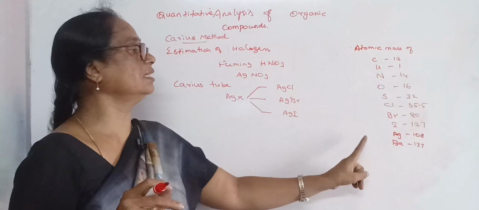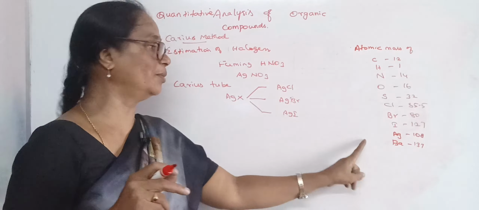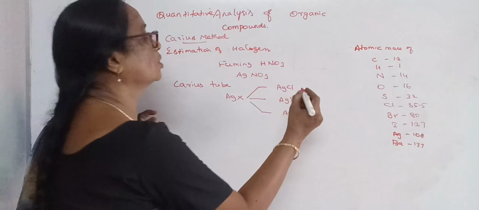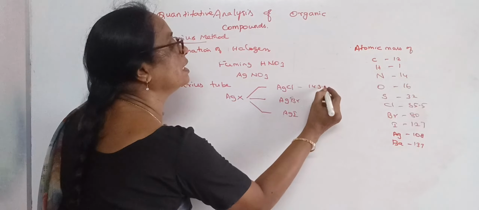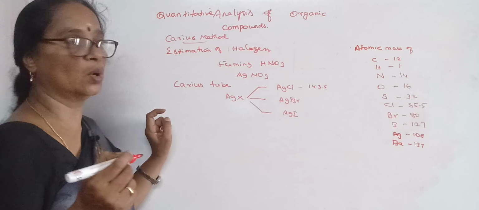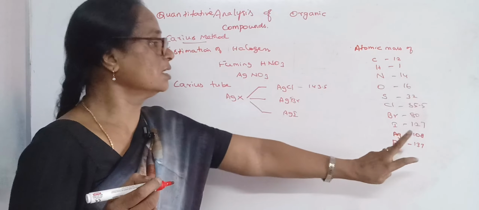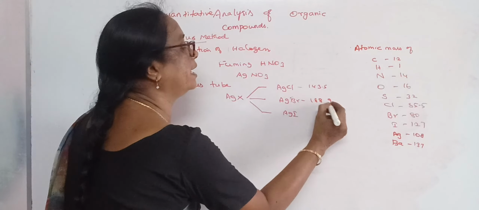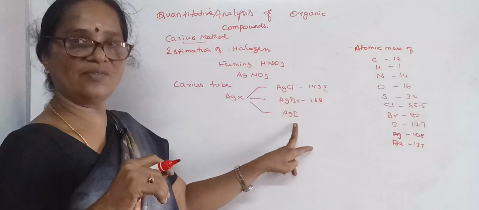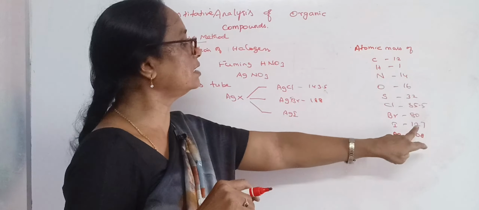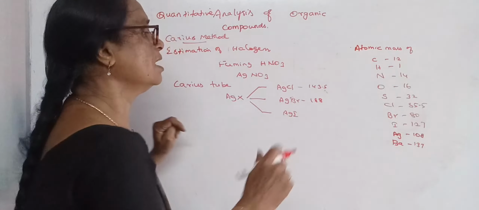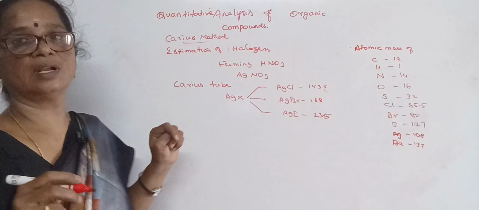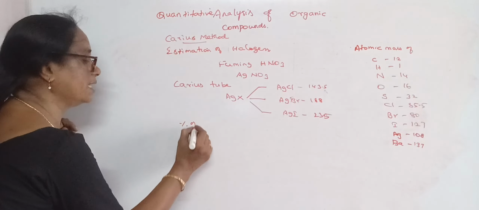We should also know their molar masses. I have given the data of atomic masses of the elements. For AgCl, you should add the atomic mass of silver with chlorine, which gives 143.5 gram per mole. For silver bromide, we add 108 with 80, so we get 188 gram per mole. And for silver iodide, we add 127 with 108, which gives 235.